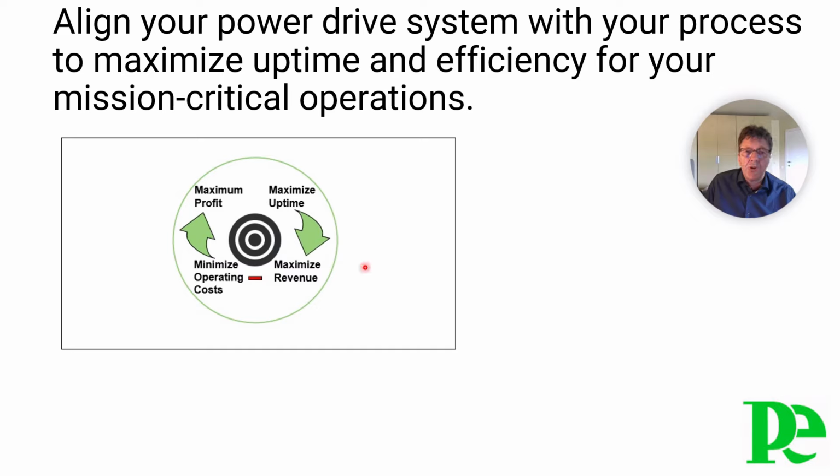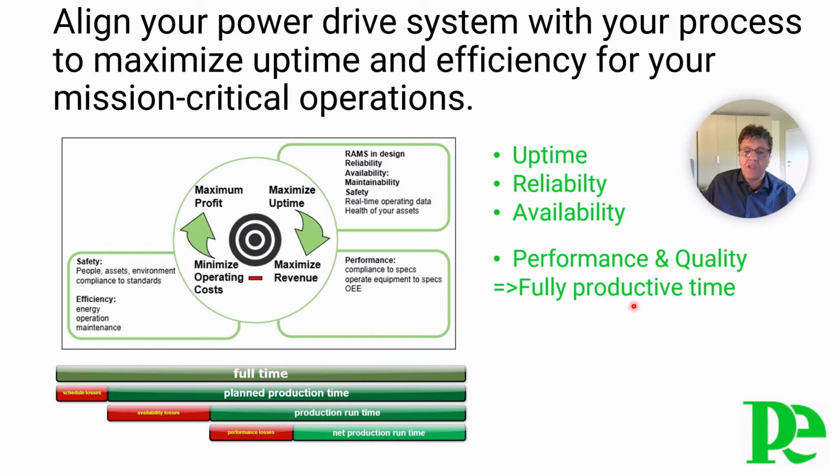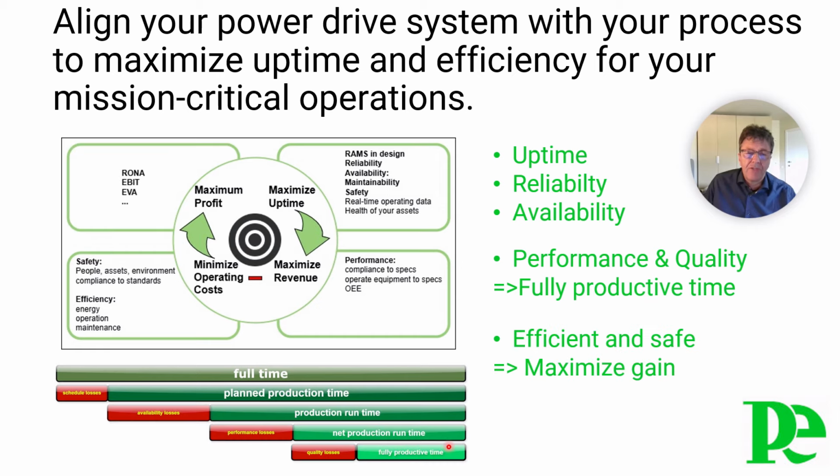The diagram shows a simple formula. If you want to maximize your revenue, you will need to maximize the uptime of your production process. Right from the start, you will need to get your reliability and availability right to allow for a maximum production runtime by minimizing your availability losses. You will also need to factor in the performance and quality losses to arrive finally at your fully productive time. Working safely and efficiently will maximize your gain.